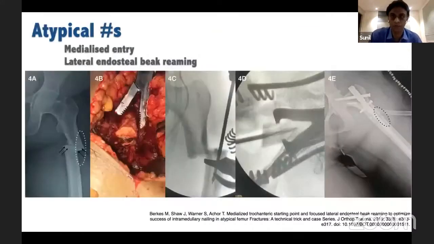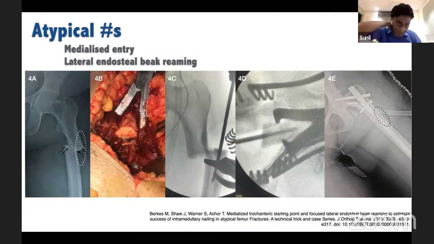And so this is how we do it in atypical fractures. In atypical fractures, a couple of things are very important. One, you need to have a well medial entry point. And two, there is a lot of endosteal remodeling on the lateral side. And unless you remove it, your reamer will tend to fall medially, because that is weaker bone, and then remove all the medial bone, which will again make the fracture go into varus.